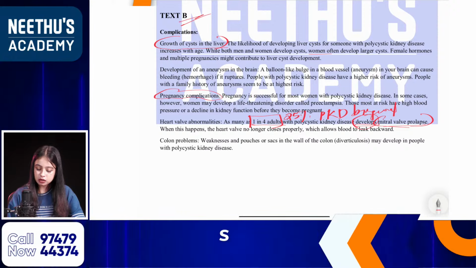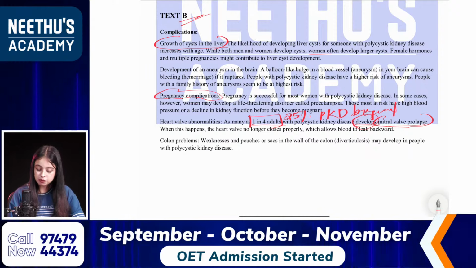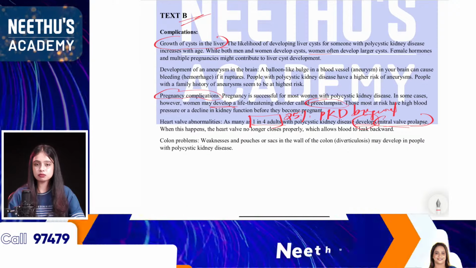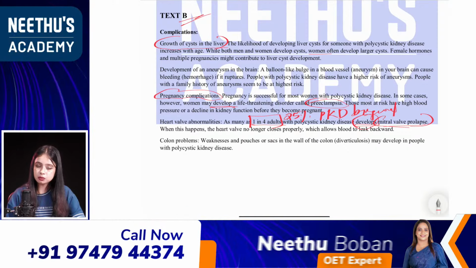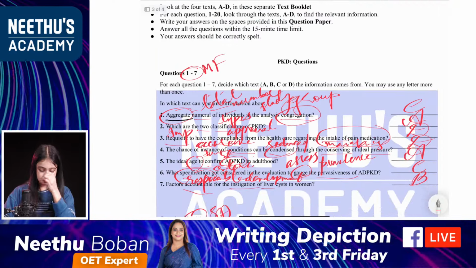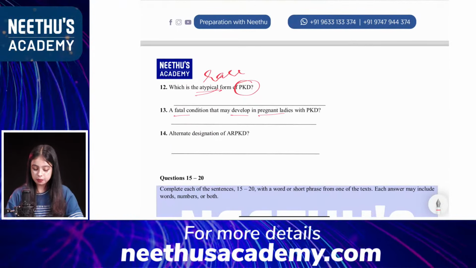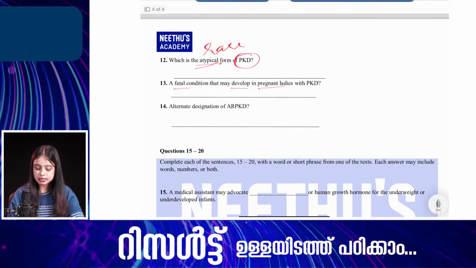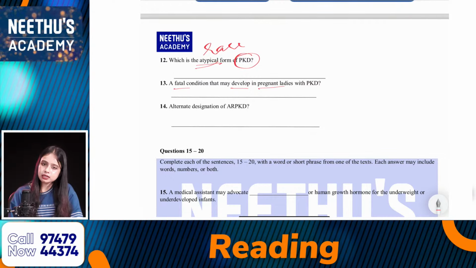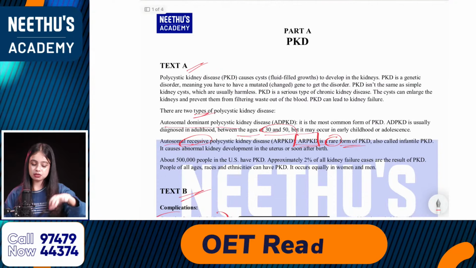Pregnancy is successful for most women with polycystic kidney disease. In some cases, however, women may develop a life-threatening disorder called preeclampsia. So what is the disorder? Preeclampsia. The answer is preeclampsia, from text B. 14th one, alternate designation for ARPKD. What is the alternate designation? Any other names mentioned?